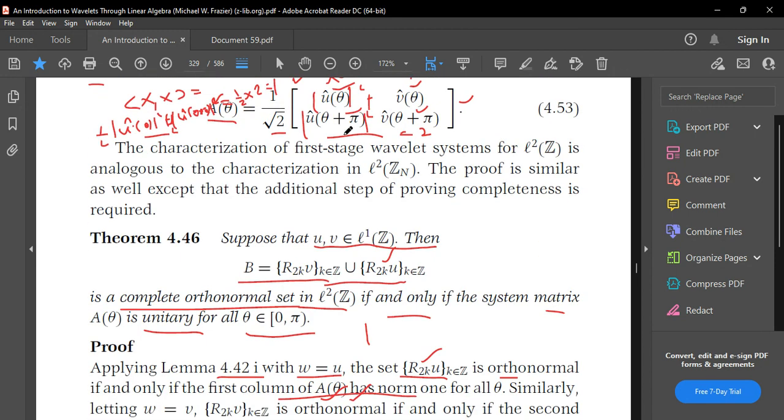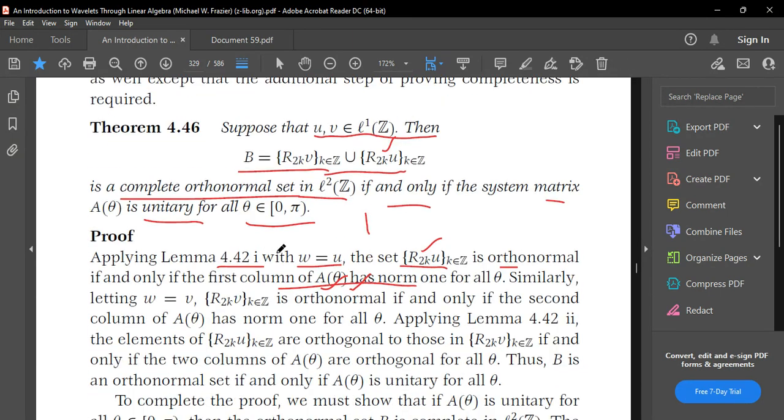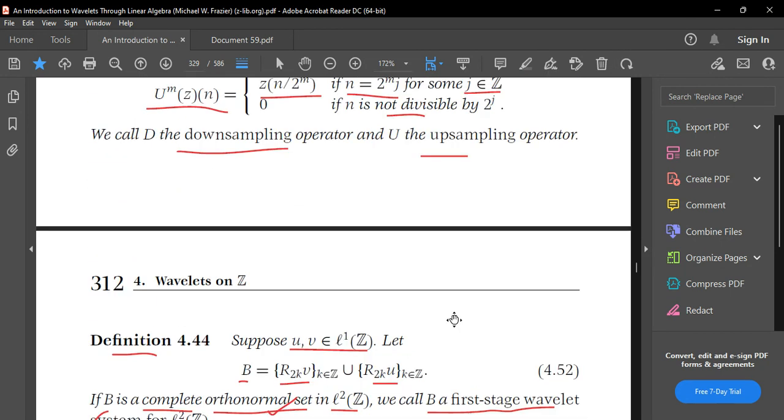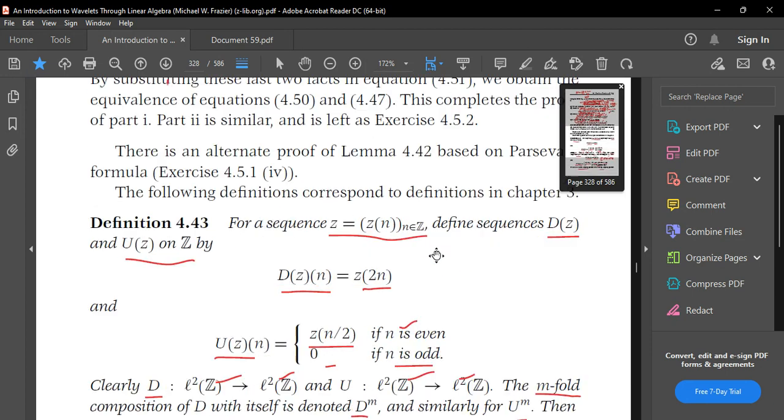So for proving this result, we have proved the first lemma 4.42, and similarly we can prove that if W is equal to V, then R2KV is orthonormal if and only if the second column of A theta has norm 1. So for this we have to prove this union is an orthonormal set if and only if the system matrix is unitary. Then applying lemma 4.4.22, the elements R2KU are orthogonal to R2KV if and only if the two columns of A of theta are orthogonal for all theta. Please apply this result.